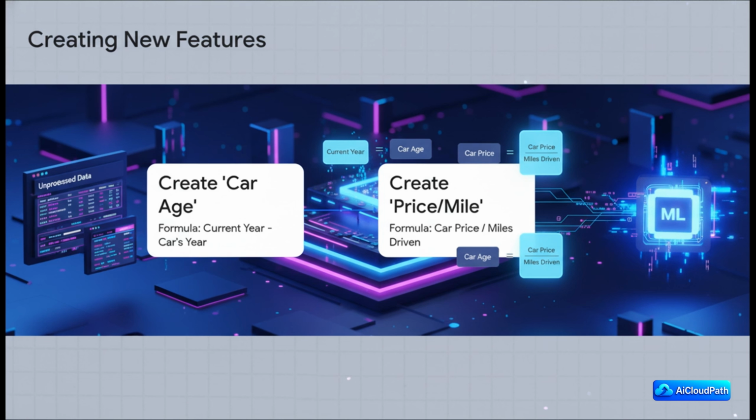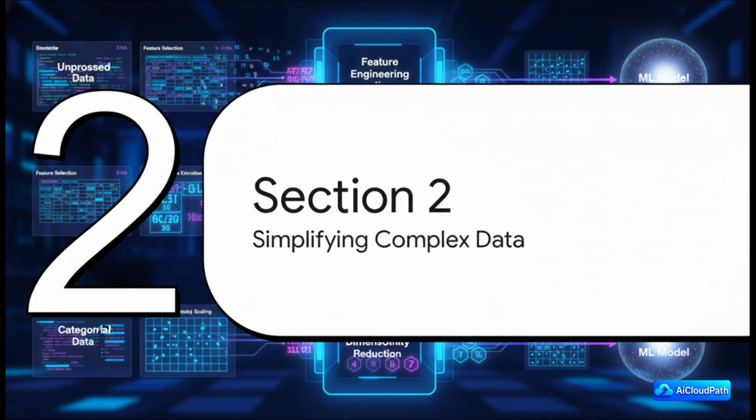Or check out this one. Price per mile. Now that's a fantastic metric. It gives the model an amazing sense of the car's real value compared to how much it's been used. That's a much richer piece of information than just price or just miles on their own. All right, so we've got relevant, insightful features.